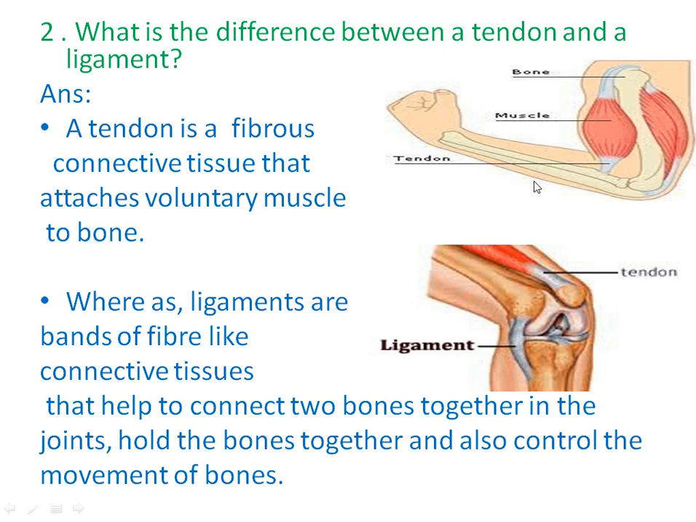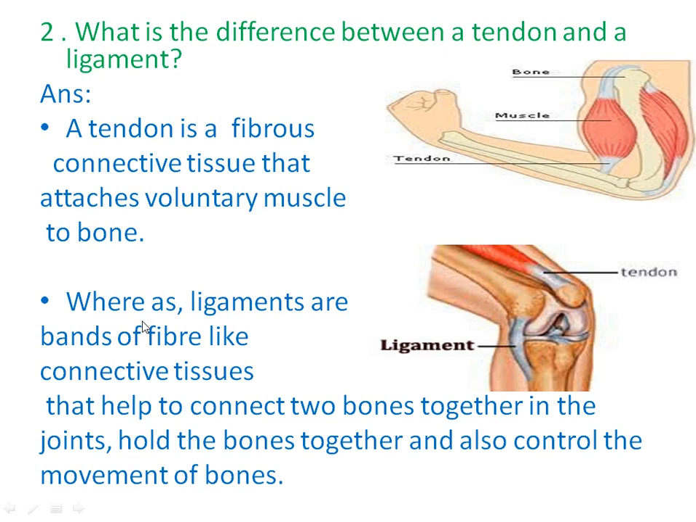See, this picture is an example for the tendon. This is the elbow bone, and this is the muscle, and this is the tendon. A tendon is a fibrous connective tissue that attaches the voluntary muscles to the bone. This is the tendon. Okay, this is all about the tendon.